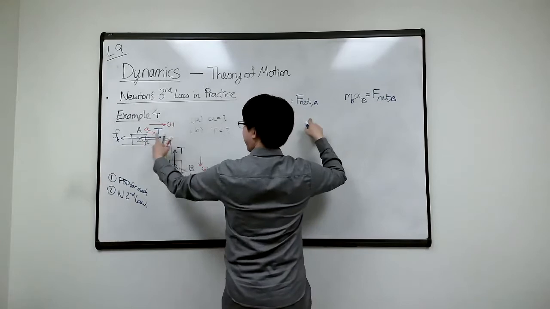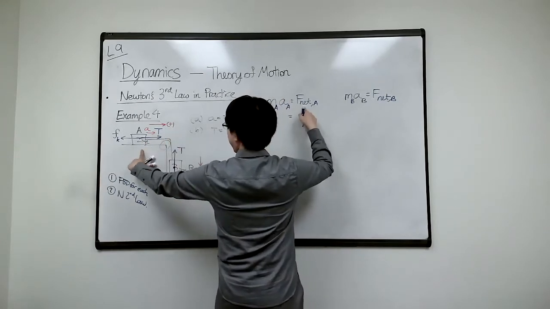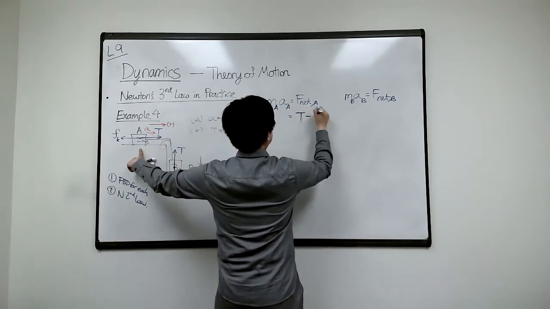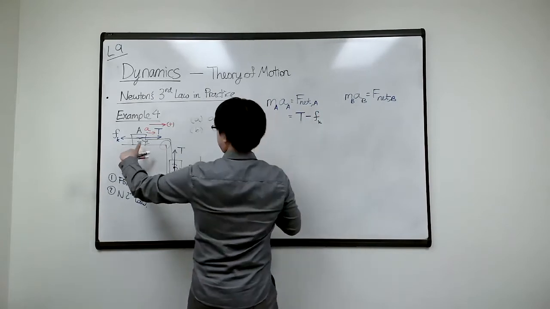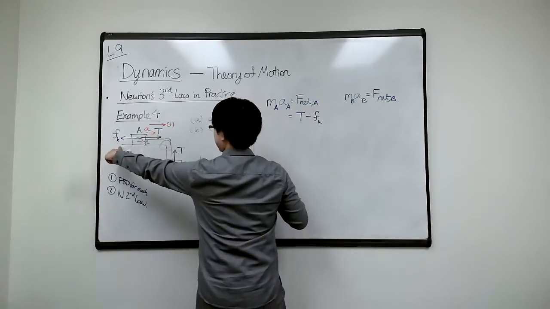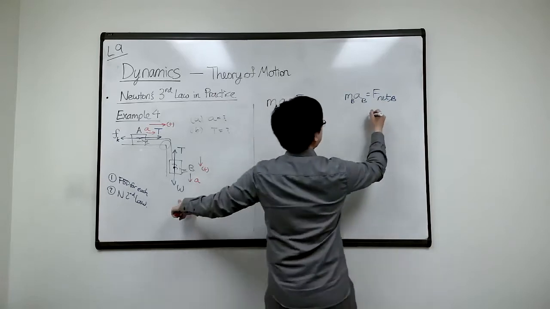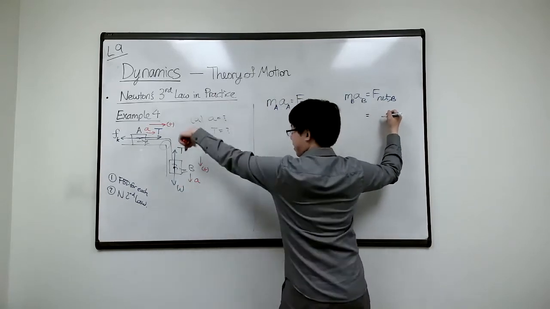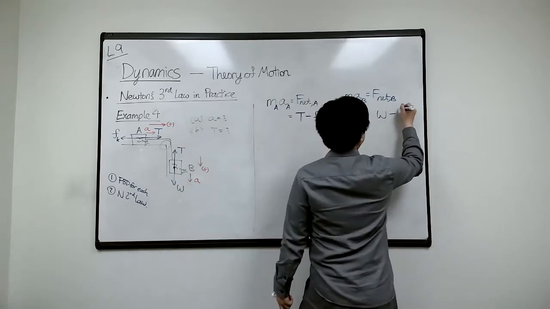So which way is positive? This way is positive. So the net force on A is going to be positive T minus the friction. That's going to be this minus this, right? The net force. And the net force on this guy, on B, is going to be W minus T, like this, okay?